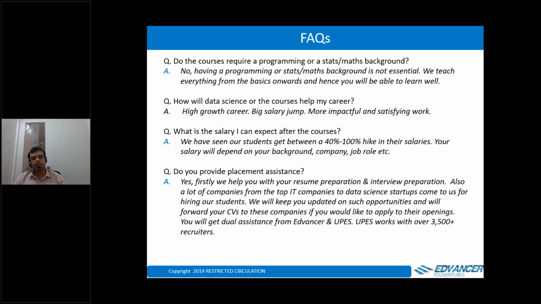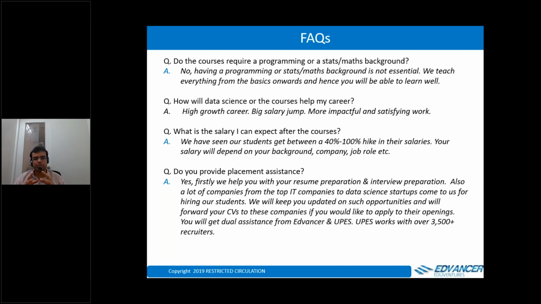How will data science or the courses help your career? So one is you get a high growth career in this field. Let me say that what does one exactly require from their career? You want a career where you keep on growing, where you keep on earning well every year, and the work that you do is making some impact and giving you satisfaction. Data science gives you all three, right?